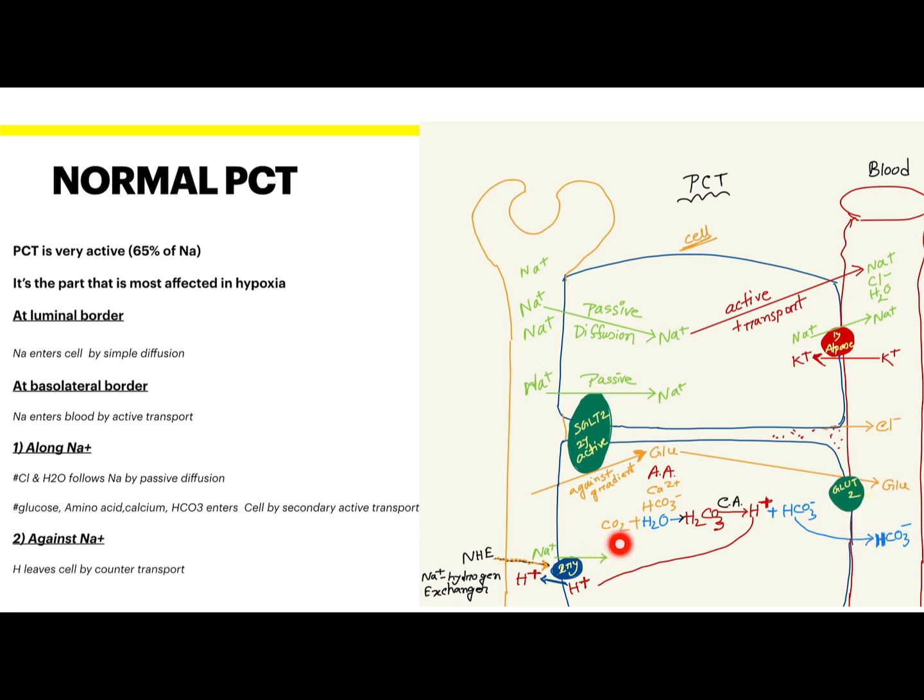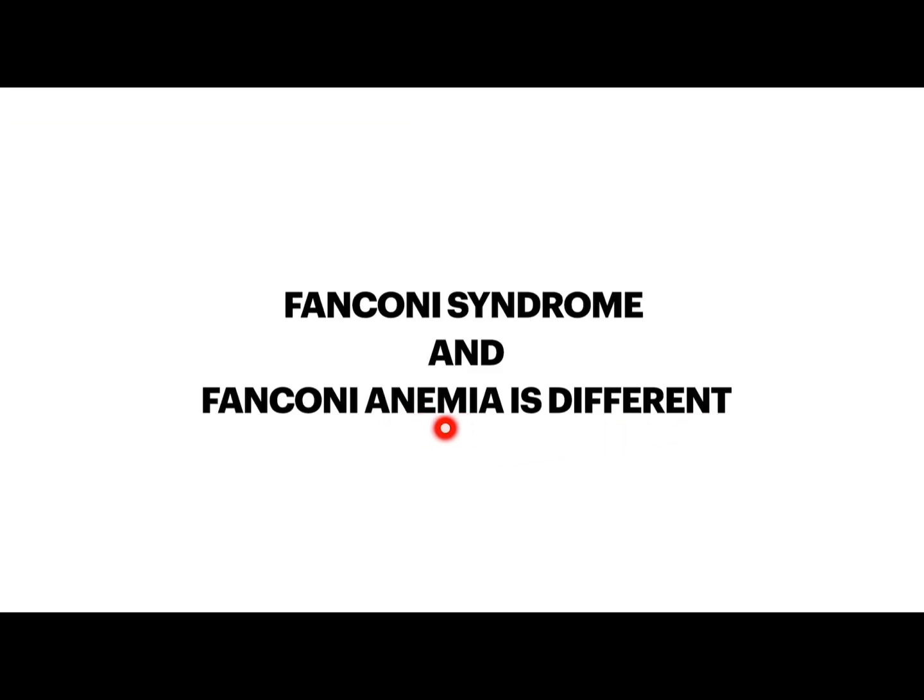Carbon dioxide diffuses into the cell through the luminal surface, which with water produces carbonic acid. Carbonic anhydrase is an intracellular enzyme which breaks down this carbonic acid into proton and bicarbonate. So our body produces acid in metabolism and our body tries to get rid of it in two ways: one by secreting it and taking sodium in exchange through the sodium hydrogen exchanger, and also by reabsorbing bicarbonate through the basolateral surface. Never forget that Fanconi syndrome and Fanconi anemia are different. Fanconi anemia is an aplastic anemia.